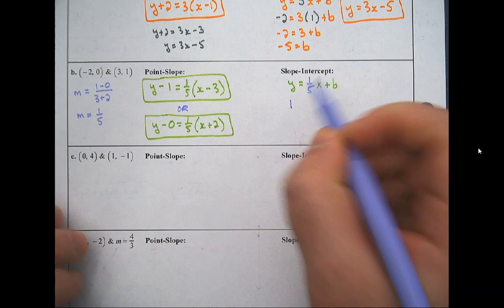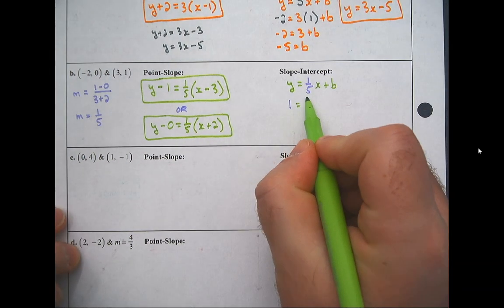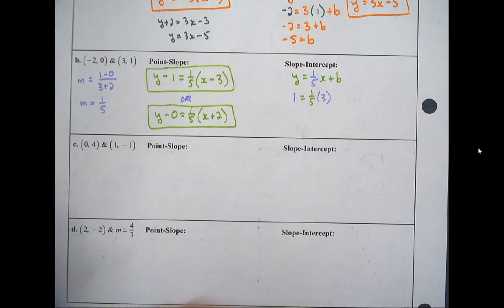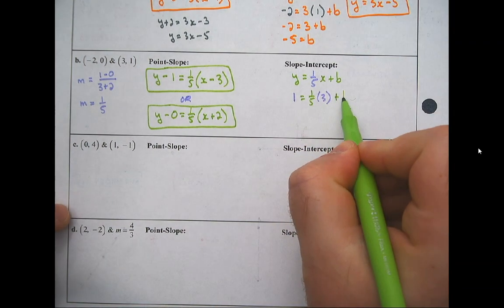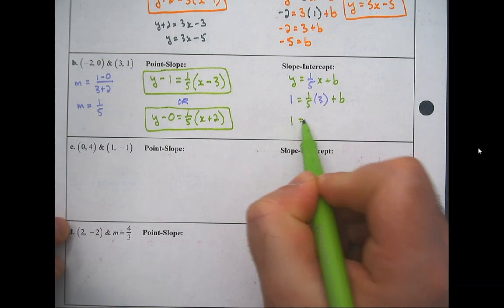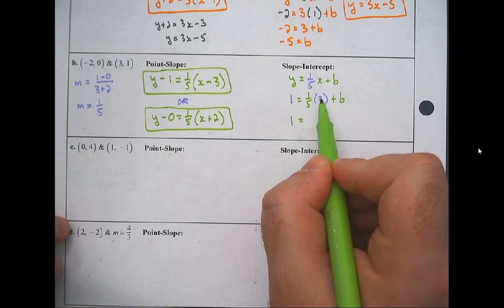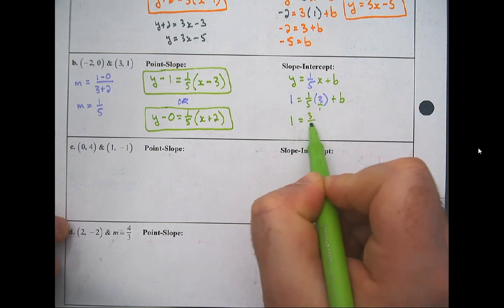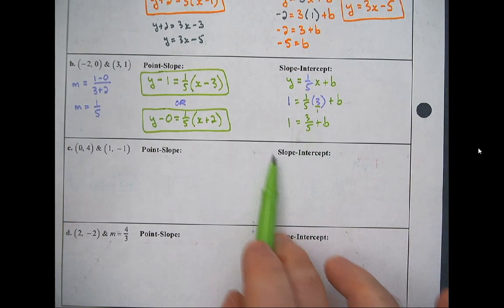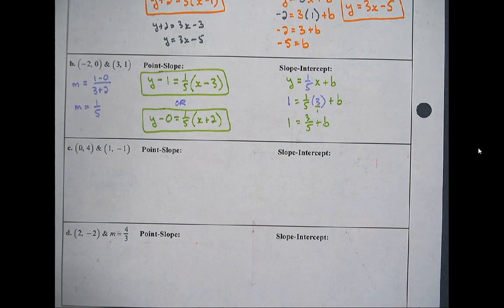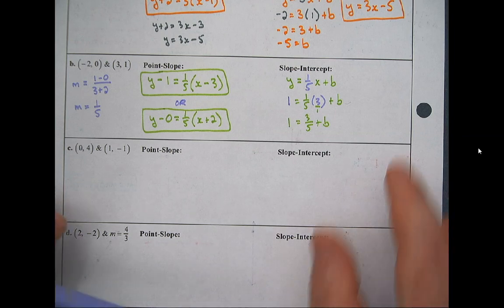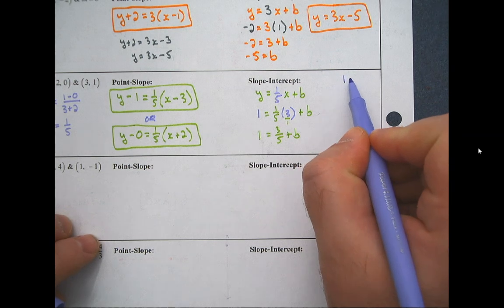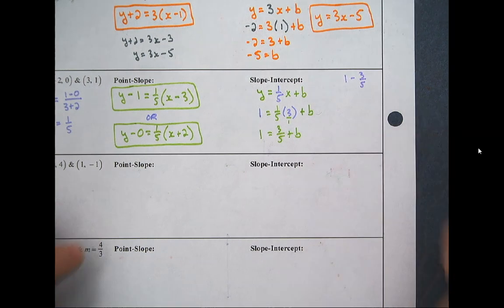So 1 equals 1/5 times 3 plus b. Clean this up. 1 equals, now remember how you multiply fractions. You make this into a fraction, and then you multiply straight across. So that's 3/5 plus b. Now I'm going to subtract from 1. If you can't do this in your head, that's fine. Go to the margin of your paper and try to figure it out. So we want to do 1 subtract 3/5.